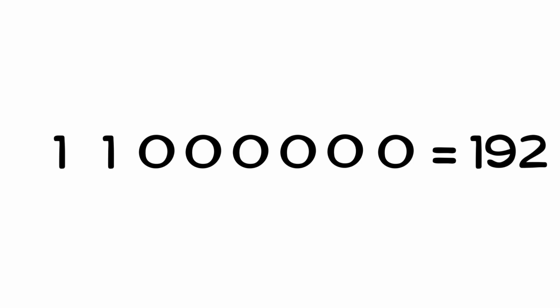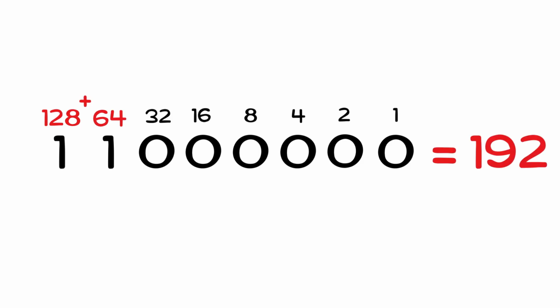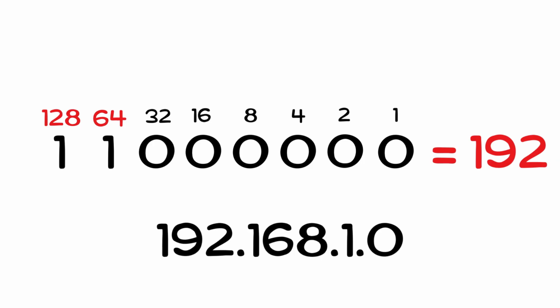For example, 00000000 is a total of 0. 11000000 is 192. That's because the first 2 bit values are 128 and 64, and 128 plus 64 equals 192. So the first octet of 192.168.1.0 is the 192 portion, and in binary it's 11 followed by 6 zeros.